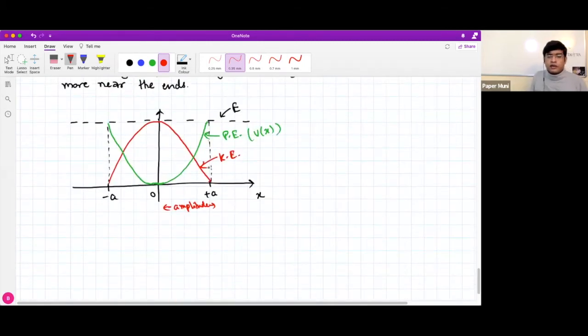So this is the energy graph we have for the classical oscillator. Okay, this is for the classical linear harmonic oscillator.